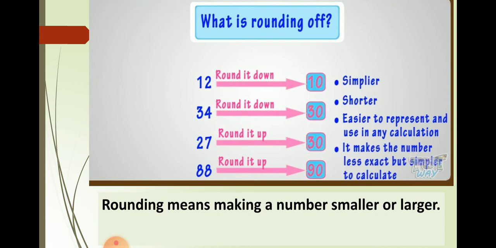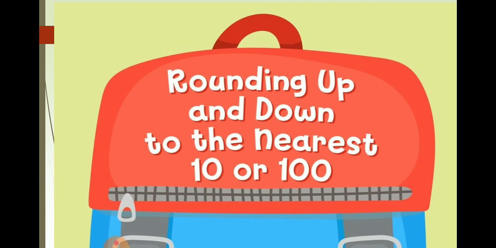You can see in the drawing here, 12 is rounded down to 10, 34 is rounded down to 30, 27 is rounded up to 30 and 88 is rounded up to 90. So students, you all must be wondering how it is done. So let us see. We are going to study rounding up and down to the nearest 10 or 100.